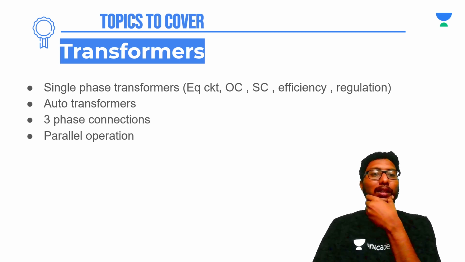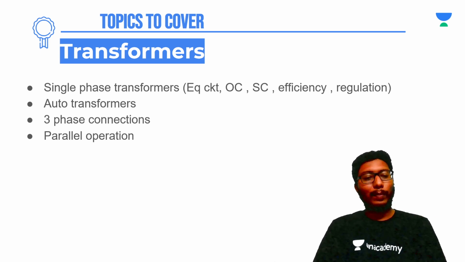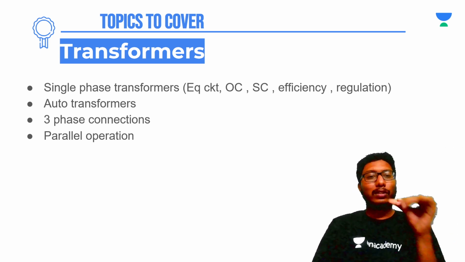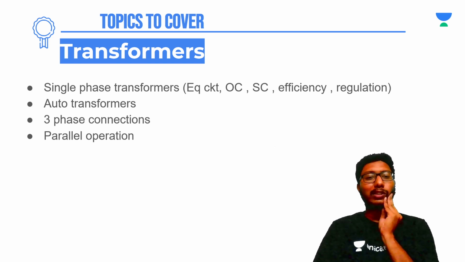And this is about losses. Losses at some load will be given, and you are required to find out losses at some other load. So core losses will not change, but copper losses will change because they are proportional to current whole square.